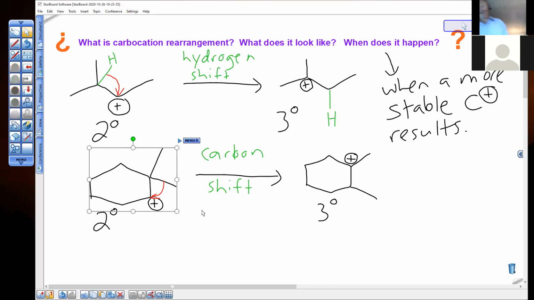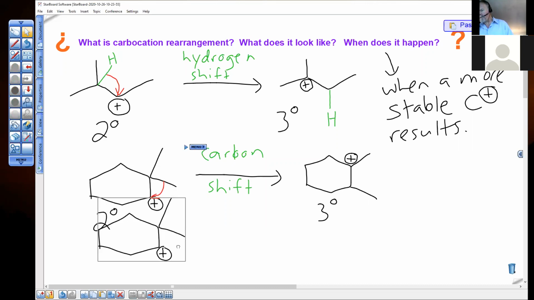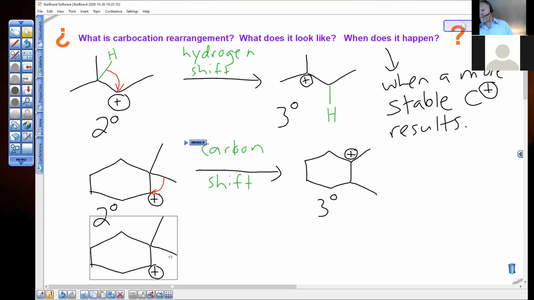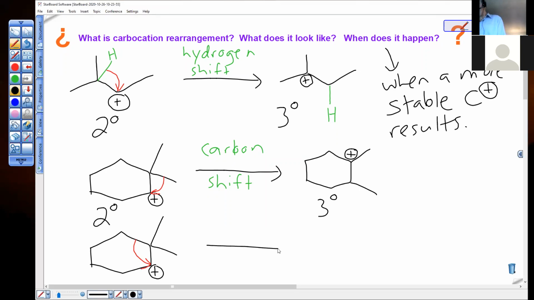I would like to point out there's another one that could happen here from the same carbocation, and that would be moving this bond right here. It didn't have to be a methyl. It's also a carbon shift. And it happens because it generates a more stable carbocation.